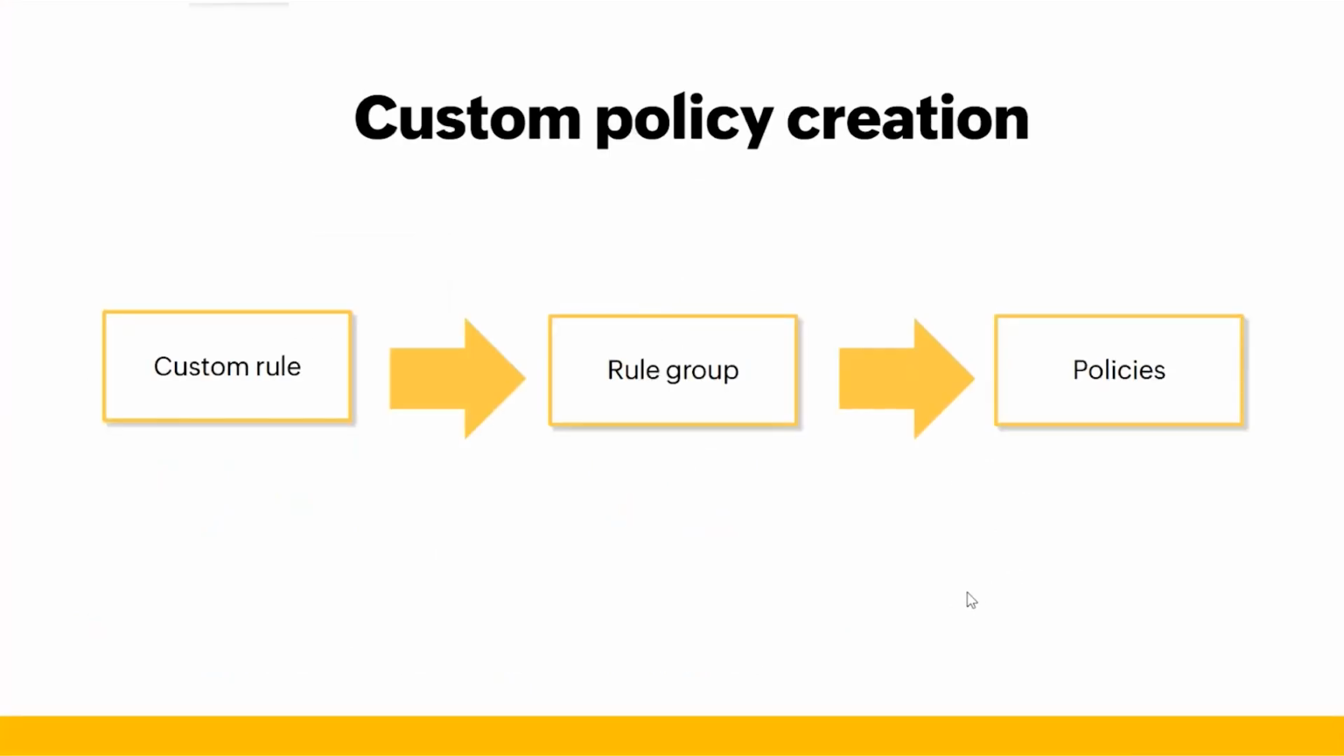To create a custom policy, first you need to create a custom rule, then group these rules into rule groups, and then finally these rule groups are associated to policies. After creating and applying a policy to a device, Network Configuration Manager will run a compliance check to see if the devices adhere to the policy. If not, a violation is triggered.